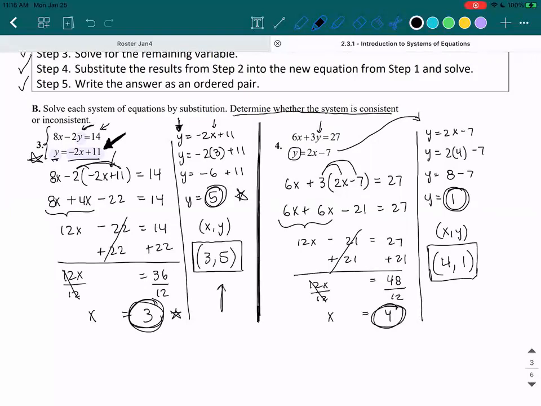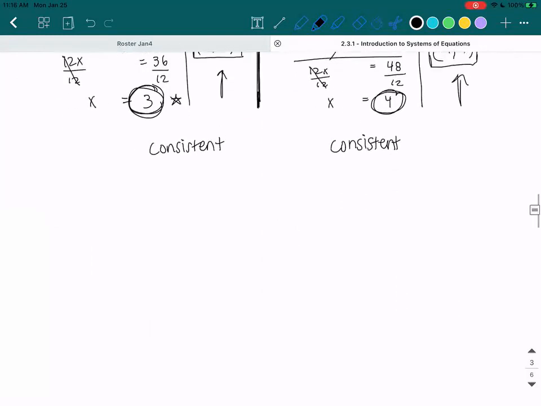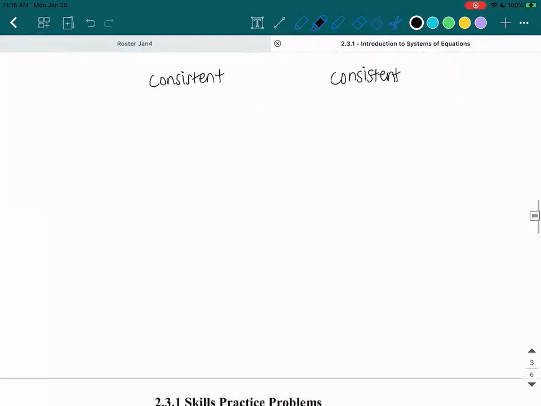Okay, so if you end up with a point, this is consistent. This is also, you have a point. It is consistent. I don't know why there's no example for inconsistent, so let me show you other examples. I'm just going to come up with one. Okay, let me see. Y is equal to 3x plus 1. This is my first example.